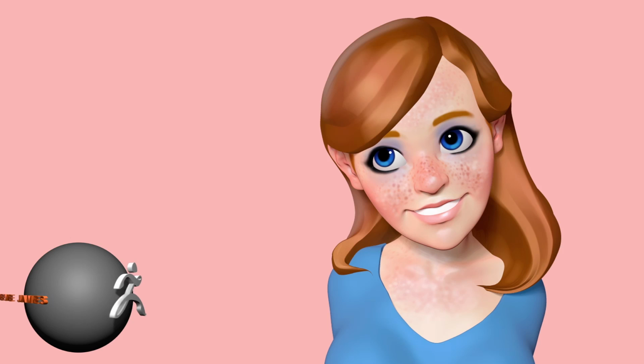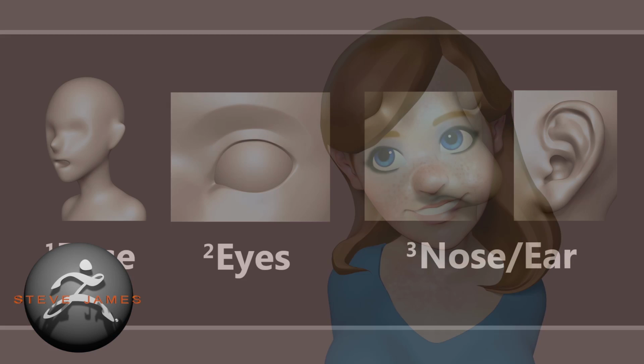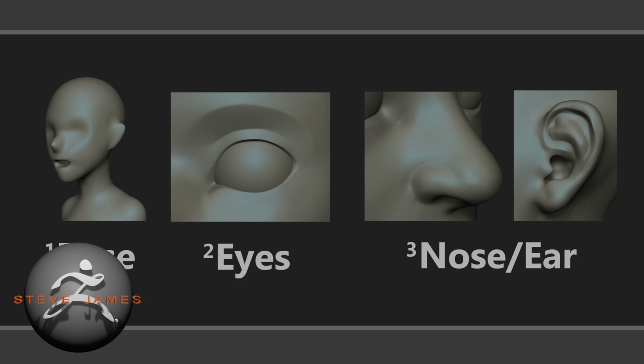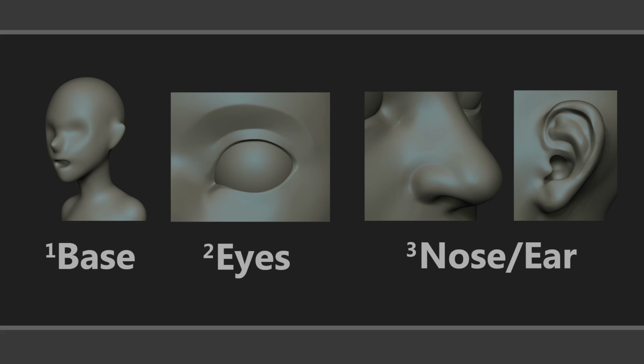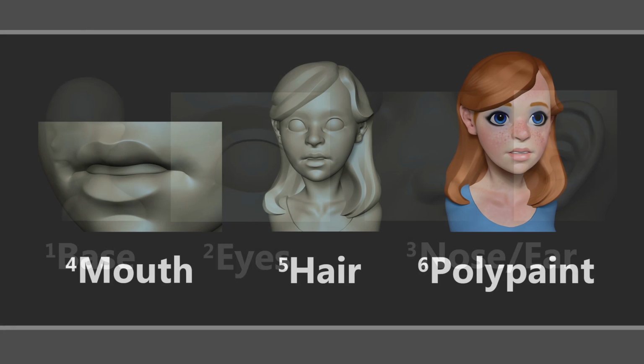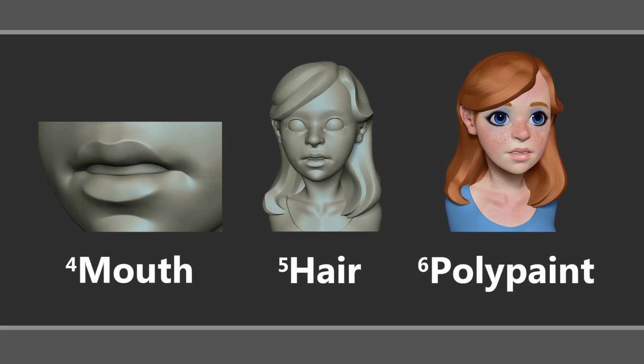I'm going to go through how I sculpt a head using ZBrushCore. We're going to start off by creating a base. Into that base, we'll sculpt the eyes, the nose and the ear, the mouth, then we'll sculpt the hair, and finally color our character using polypaint.